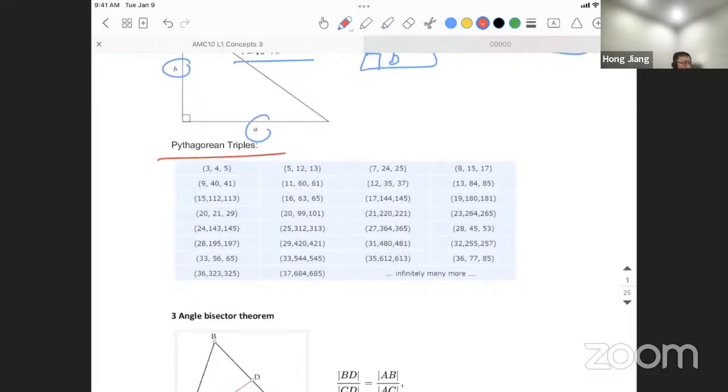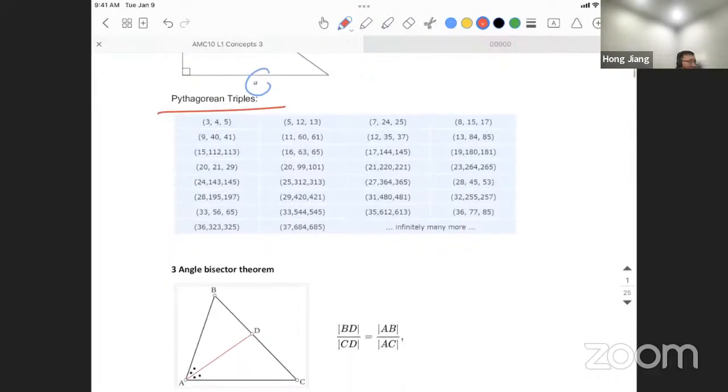A Pythagorean triple. So I have actually listed out several Pythagorean triples. These are very common ones. You're going to see that from time to time. And especially I want to highlight these pairs because these were tested in the AMC.